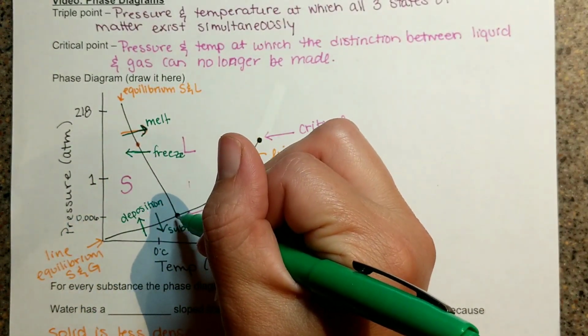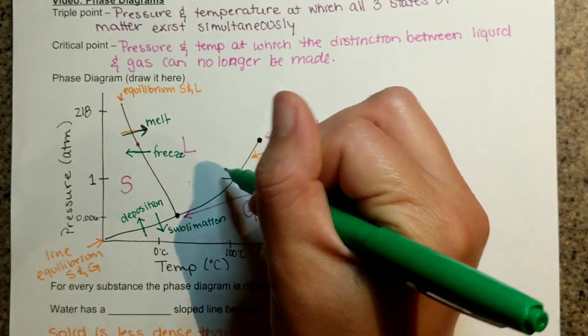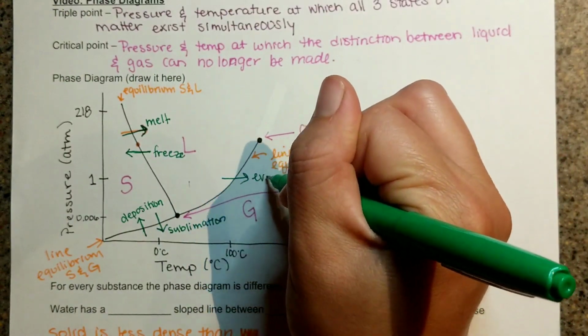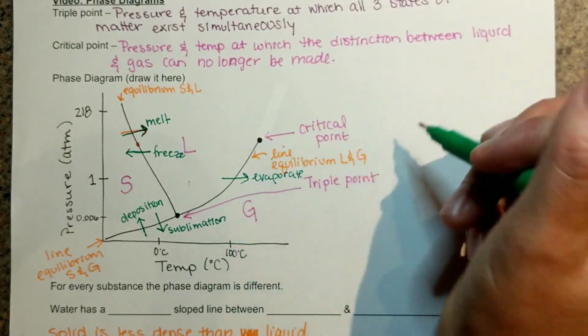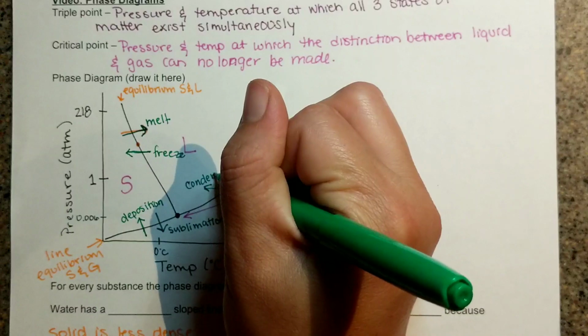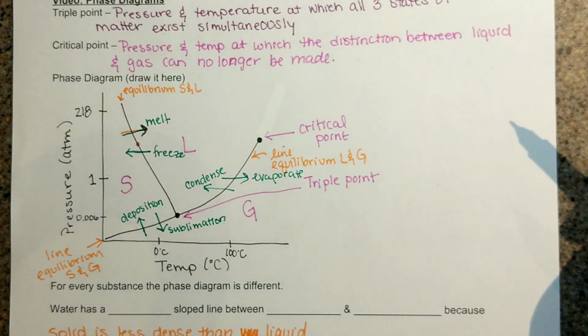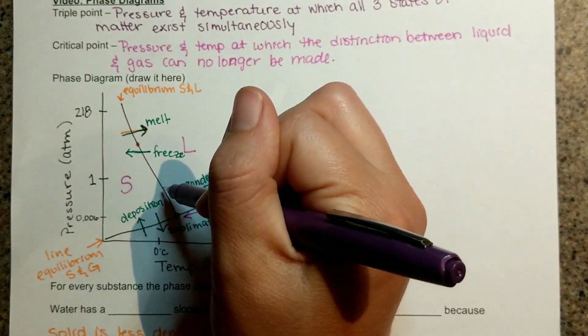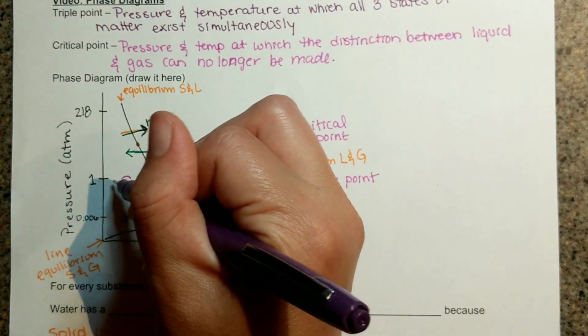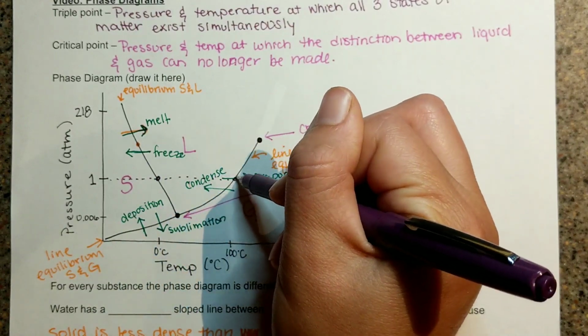Here, all three of my phases are coexisting, so that's my triple point. And then if I cross this line, going from a liquid to a gas, I evaporate. And going from a gas to a liquid, I condense. Another important area of this graph is the temperatures that we get at 1 atmosphere. So 1 atmosphere, if we go across, hits my lines here and here.